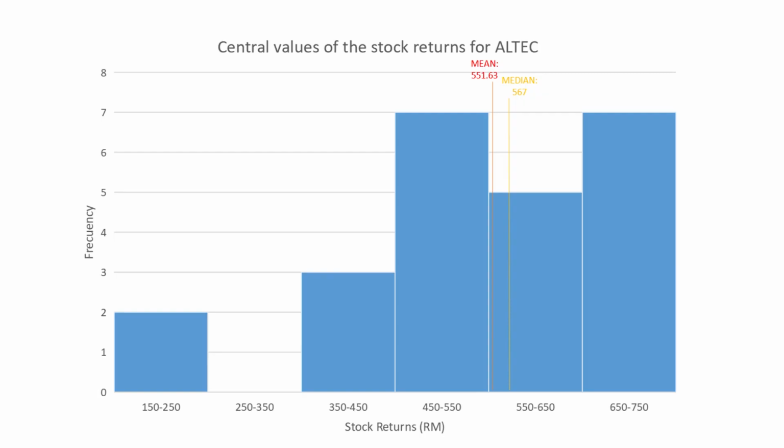So this is the graph that shows the mode, mean, and median for Altec. As we know, this firm has two modes, which are 450 until 550 ringgit and 650 until 750 ringgit, that have the same frequency of 7 times. And the mean is 551 ringgit 63 cent, while the median is 567 ringgit.